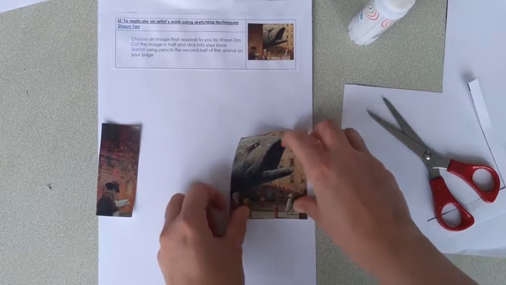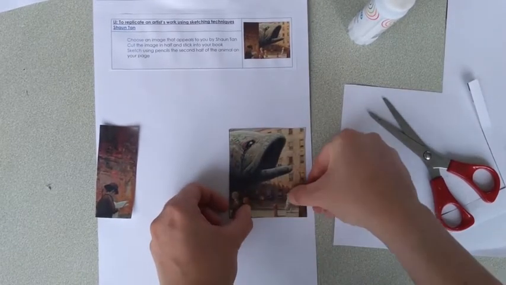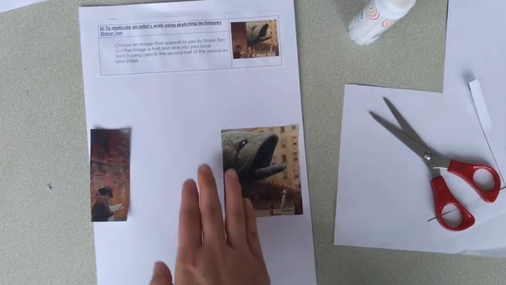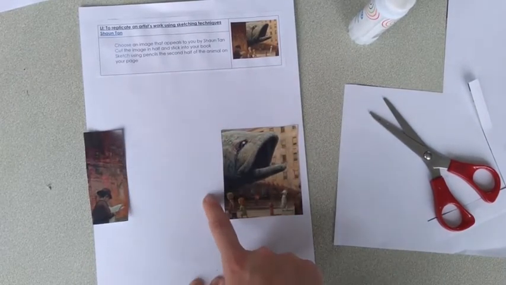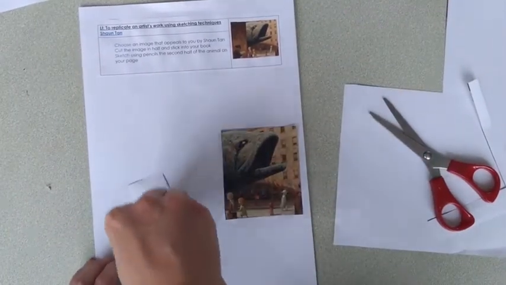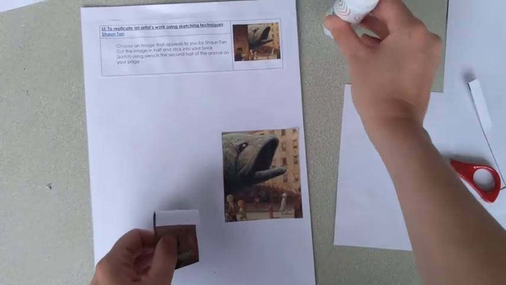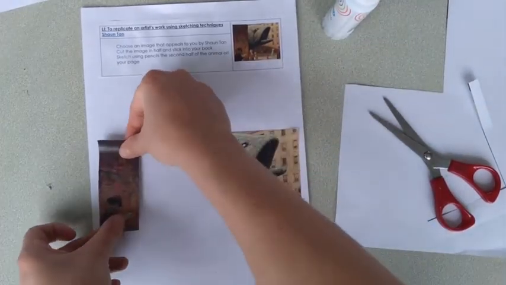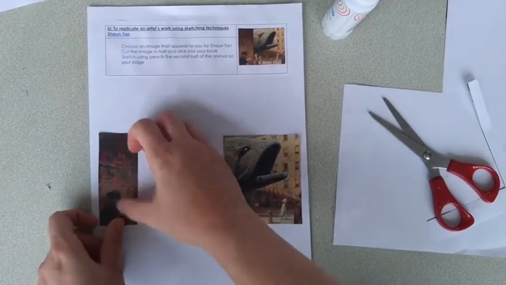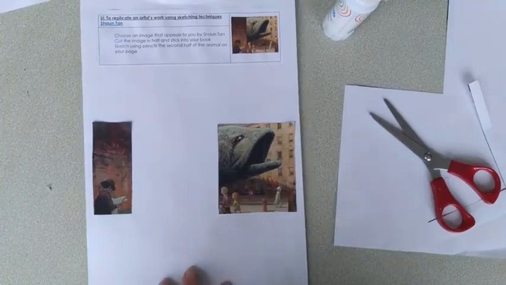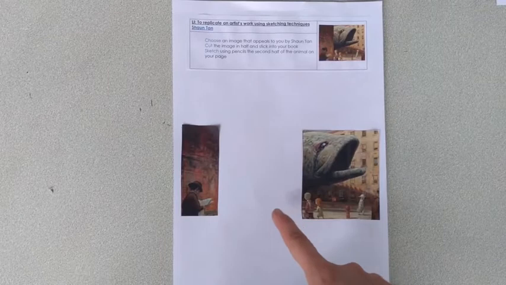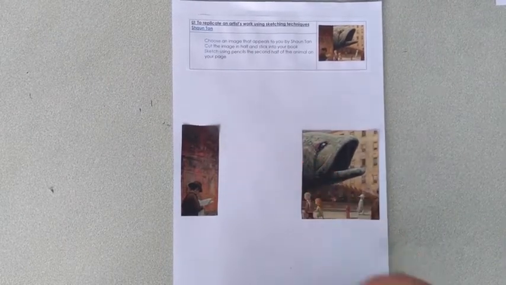I'm sticking it quite in the middle of my page, because remember, we can draw above it, below it, and the rest of the creature or the animal to the side. It just gives us a little bit more space to do that. Okay. So in the missing space here, we are going to sketch our animal.